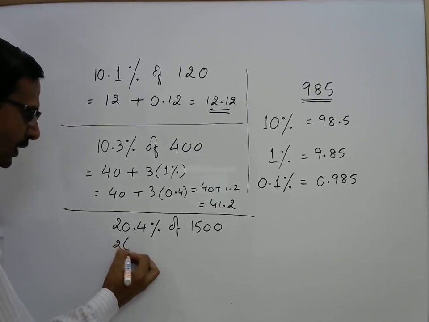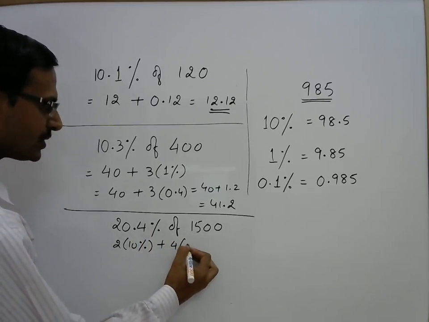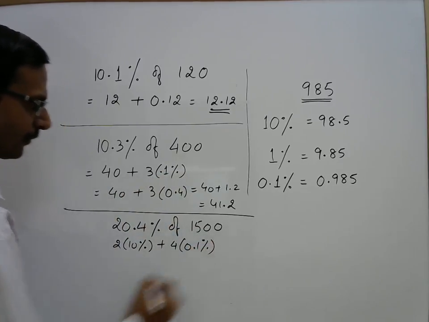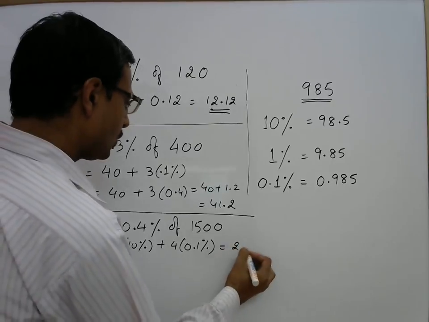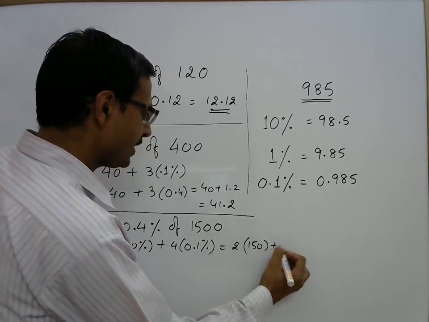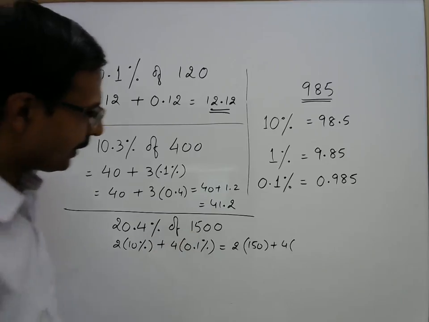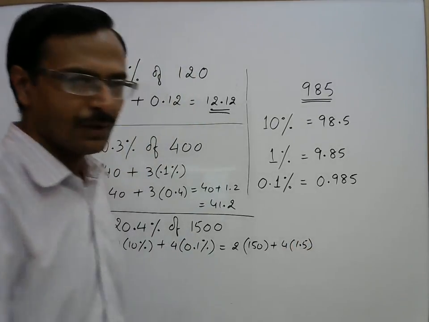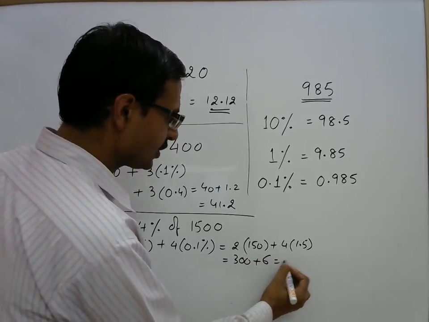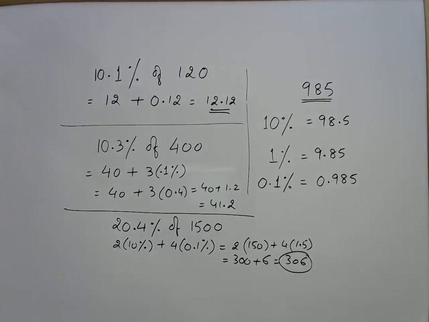20 means 2 into 10% plus 0.4 into 0.1%. So this is 0.1%. So 2 into, now 10% of this number is 150, plus 4 into 0.1%. 0.1% is 1.5. So the answer you get is 300 and this is 6. So 306 is the answer which I am expecting from you.